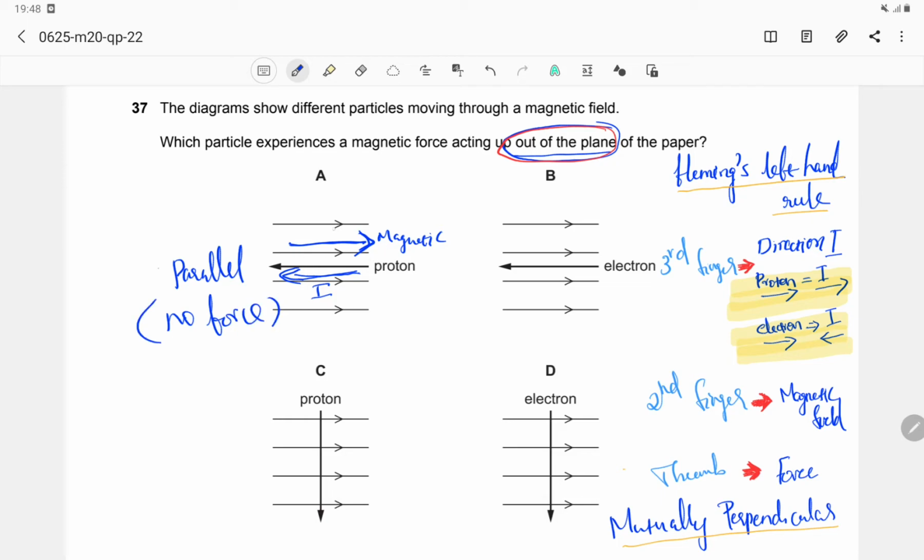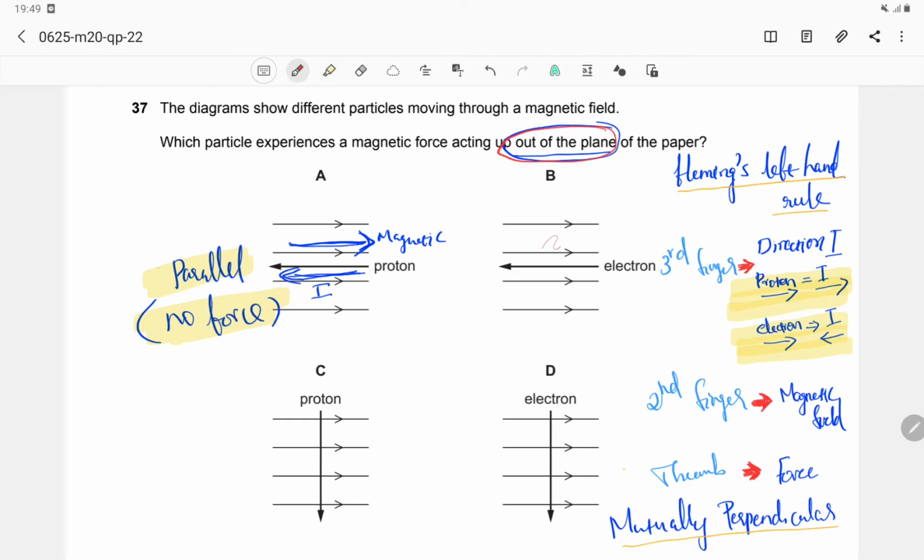If they are parallel, there won't be any force, because that is very important. The magnetic field and the current flowing should always be perpendicular. But in this question, both are parallel. Even though they are in opposite directions, they are parallel to each other. So if magnetic field and current are parallel to each other, there won't be any force experienced. Likewise, we can see option B.